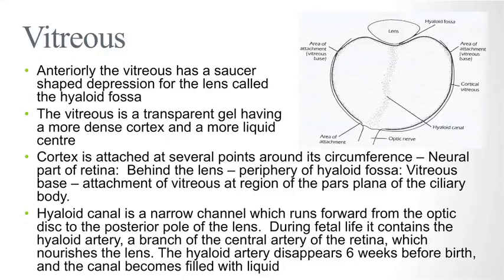Hyaloid canal is a narrow channel which runs forward from the optic disc to the posterior pole of the lens. During fetal life, it contains the hyaloid artery, a branch of the central artery of the retina, which nourishes the lens. The hyaloid artery disappears 6 weeks before birth, and the canal becomes filled with liquid.